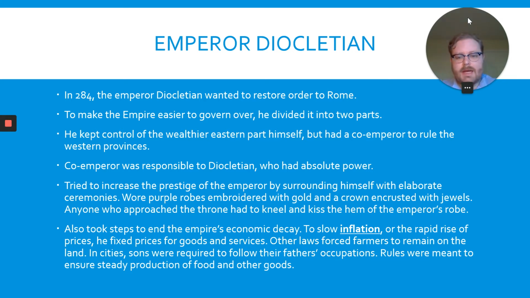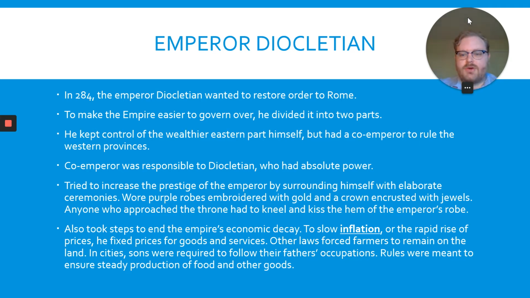He also took steps to end the empire's economic decay. There's a vocabulary word here named inflation. Inflation is the rapid rise of prices. So prices in the Roman Empire were increasing very, very quickly, becoming too expensive. He fixed these prices for goods and services, meaning that he managed to keep them from increasing the way that they were, to keep the economy of Rome together.